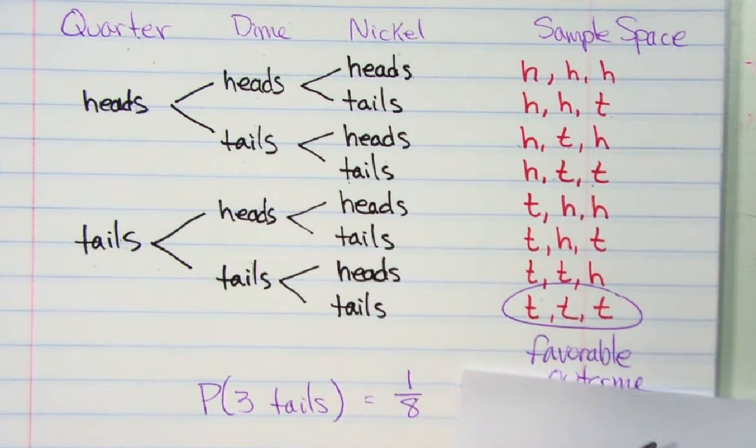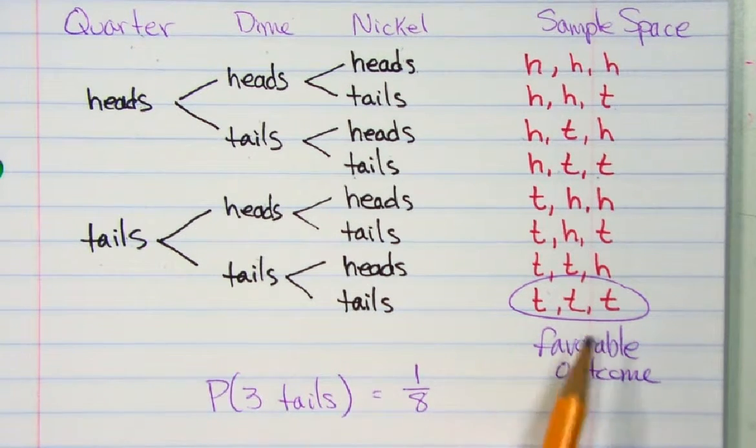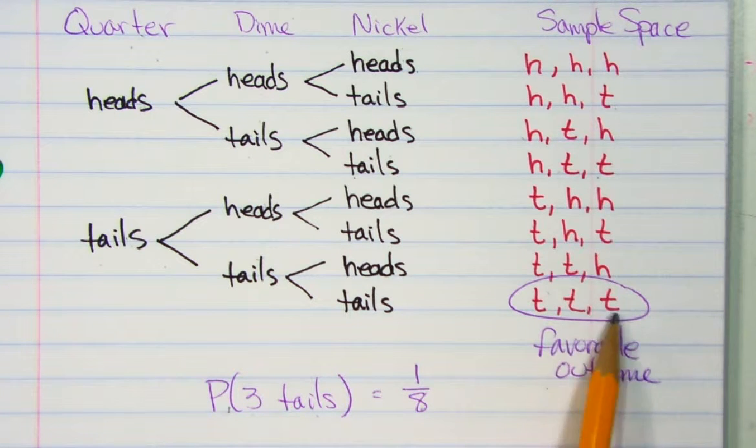The favorable outcome, the one I was looking for, was all tails. So the probability of 3 tails is a 1 out of 8 chance. The favorable outcome was the 3 tails I was looking for. So that's my probability, and you can figure out the percentages and such.